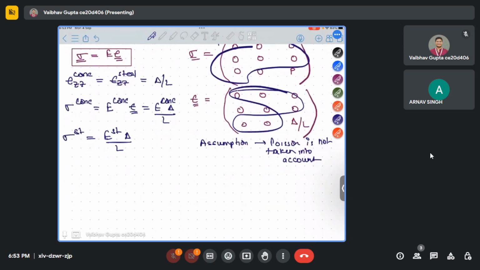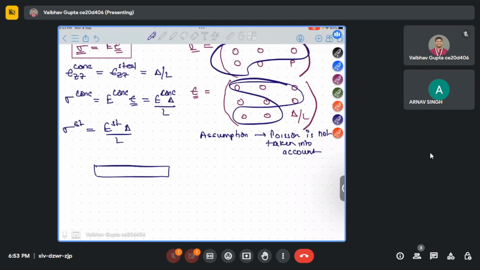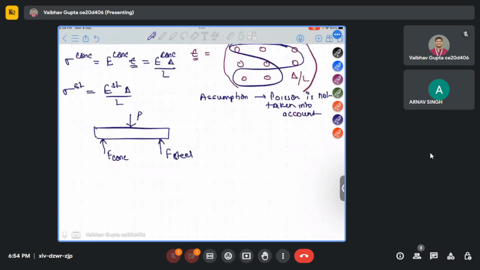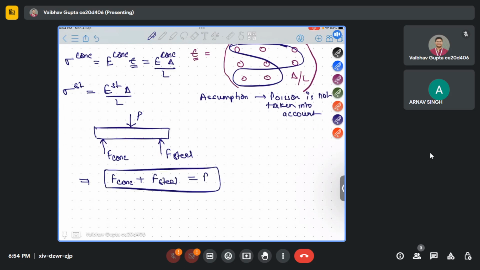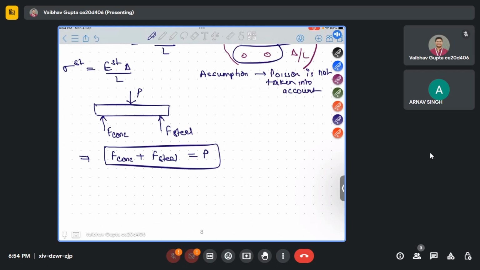Now we know that since this is a rigid plate and force P has been applied, both concrete and steel will push back oppositely. Concrete will put a force of F concrete and steel will put a force of F steel, because we are pushing them downward, so they will also react. So what is the equilibrium if we write the force equilibrium? F of concrete plus F of steel will be equal to P. F of steel is nothing but sigma into A. So what have we calculated?